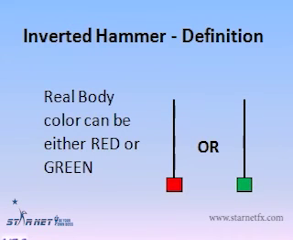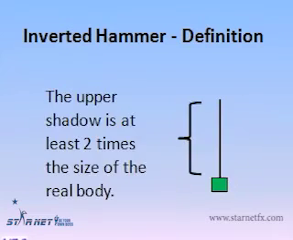Like the other single candle reversal patterns we've covered so far, the real body of an inverted hammer can be either colour, red or green, or black or white depending on your charting platform. The green body though is slightly more bullish than the red body, and I'll demonstrate that shortly when we discuss the psychology or sentiment of the pattern. The upper shadow is at least 2 times the size of the real body, and ideally there's no shadow below the candle. However, a very small shadow can be acceptable.